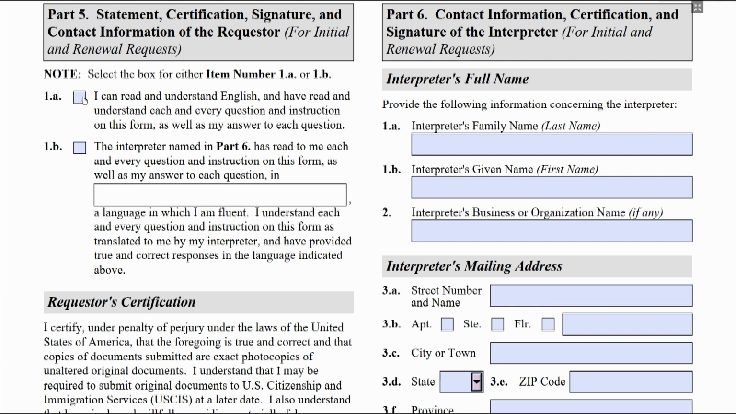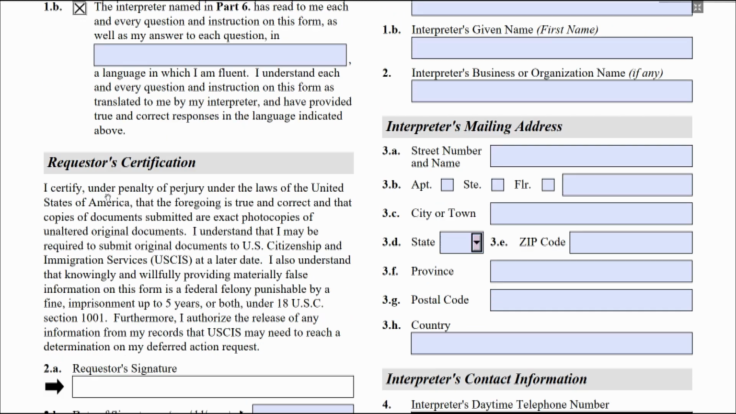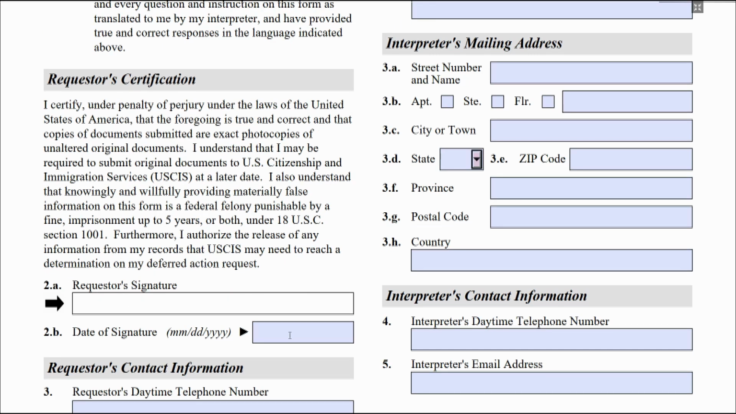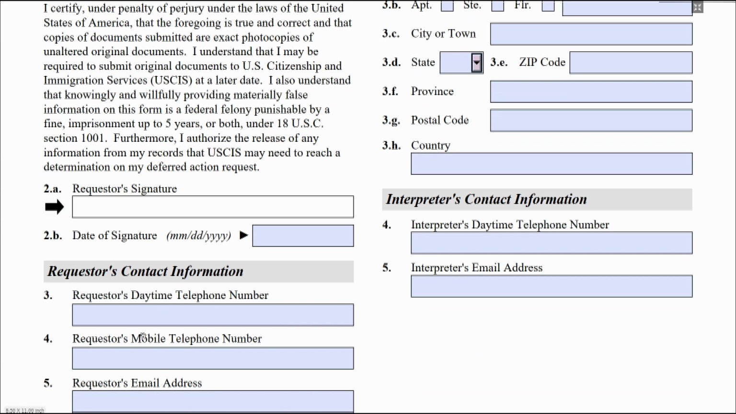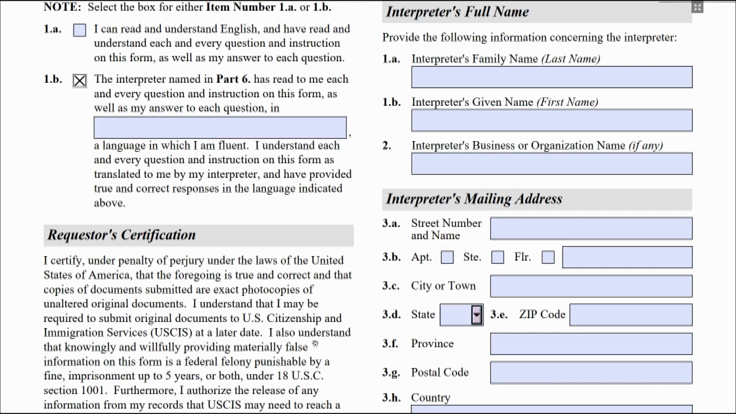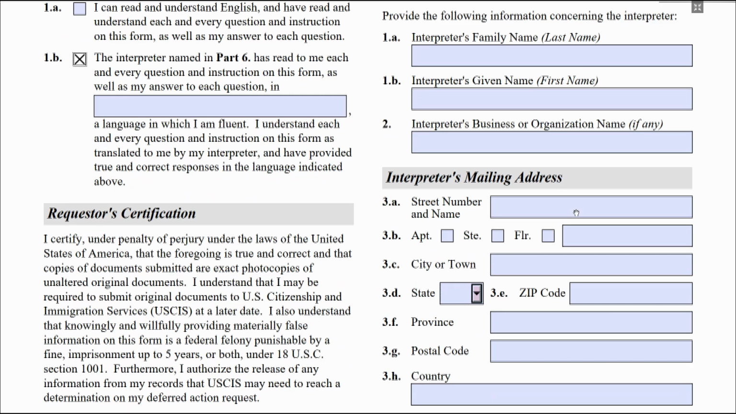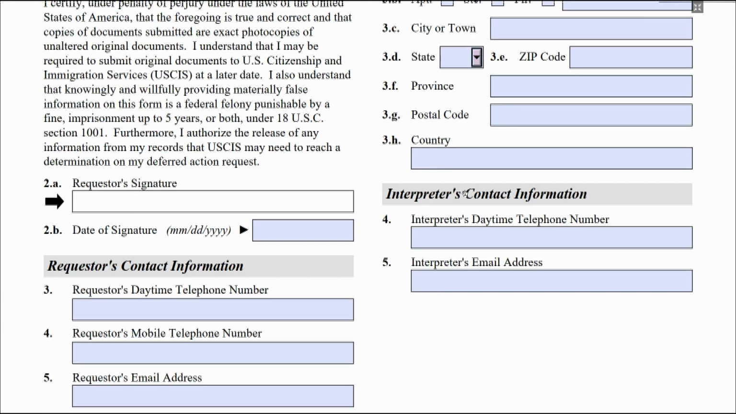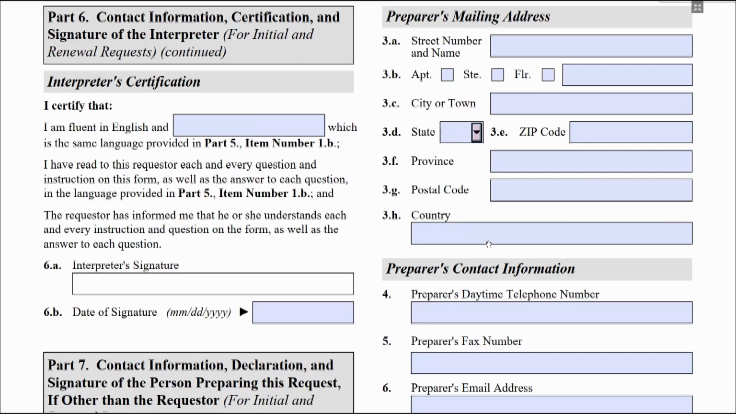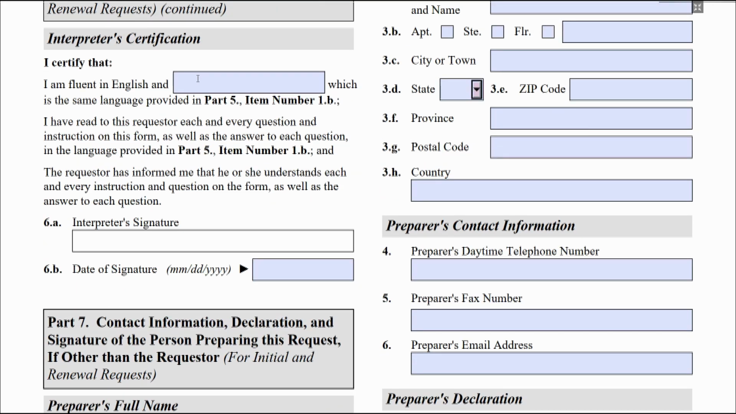Pretty much that is the meat of it. That's the substance. The last part just has information about your interpreter, your preparer, and asks for your signature. This right here, I can read and understand English. If that applies to you, yes. If you do not understand English, then you would select this box and you would put the language that the interpreter helped you in. You sign, you date your signature, you put your contact information here, your phone number, email address.